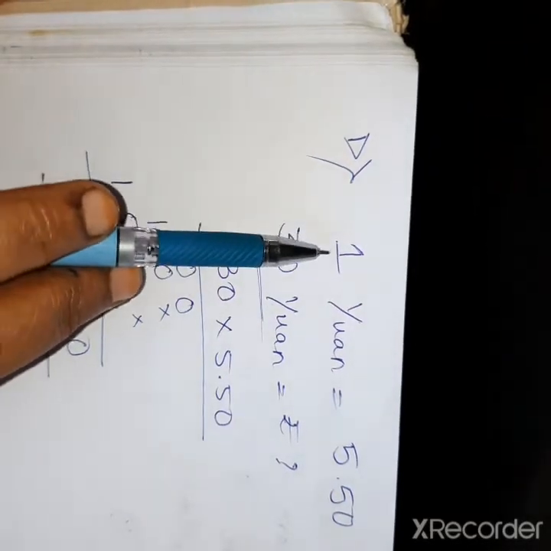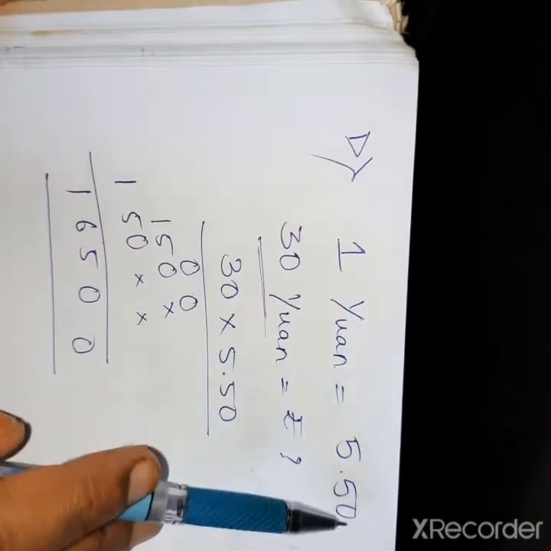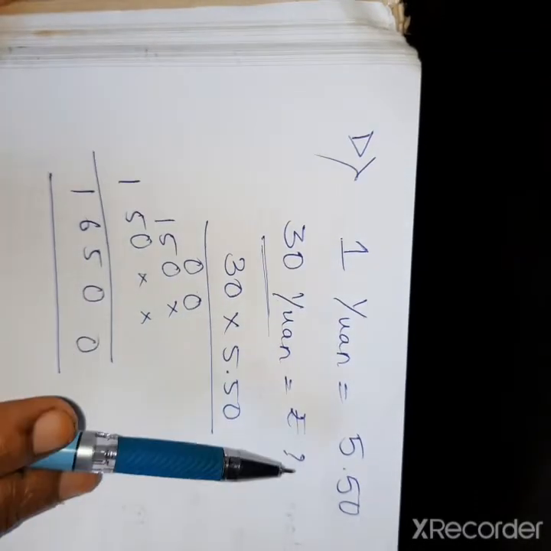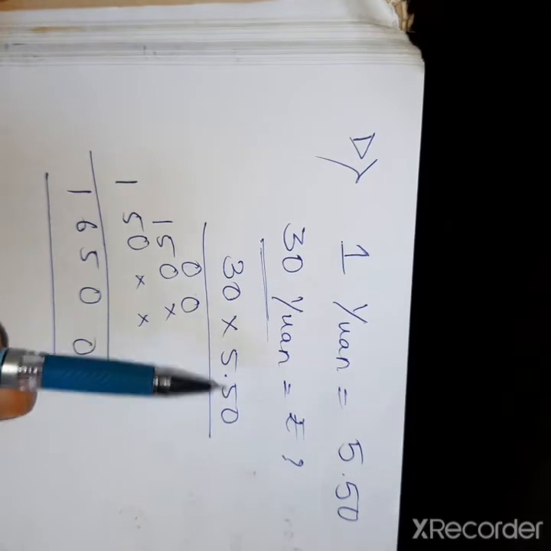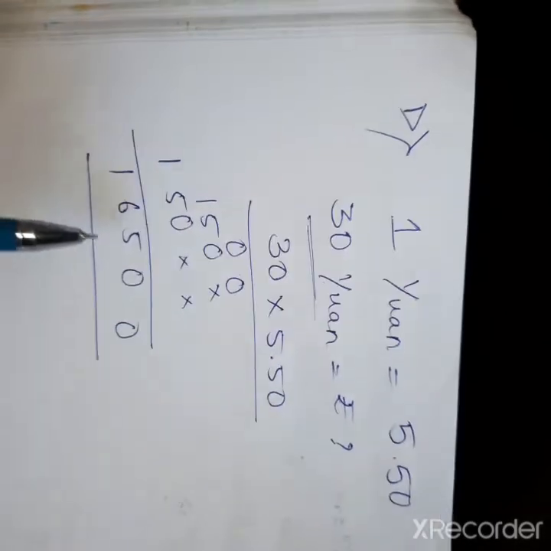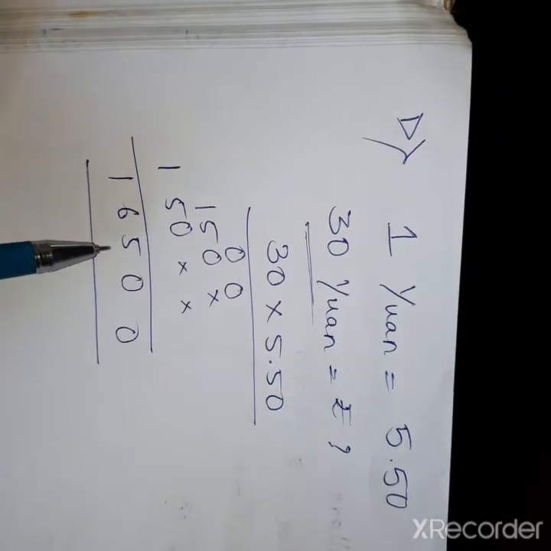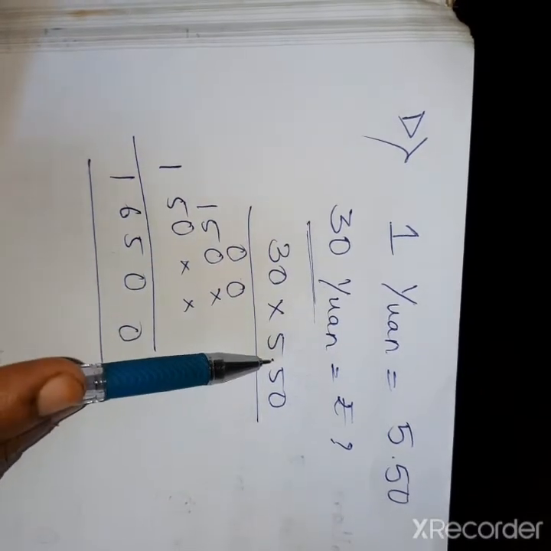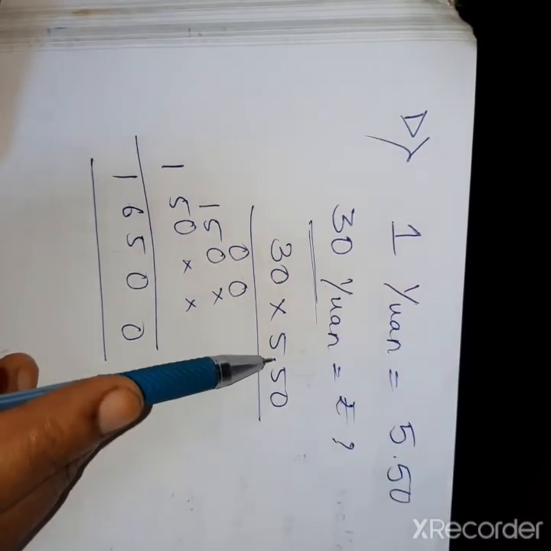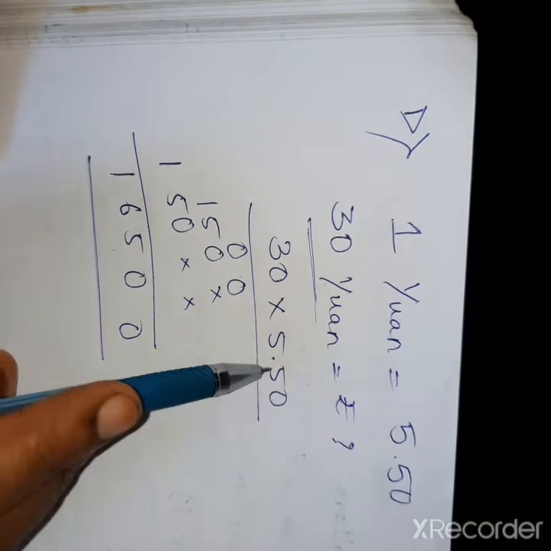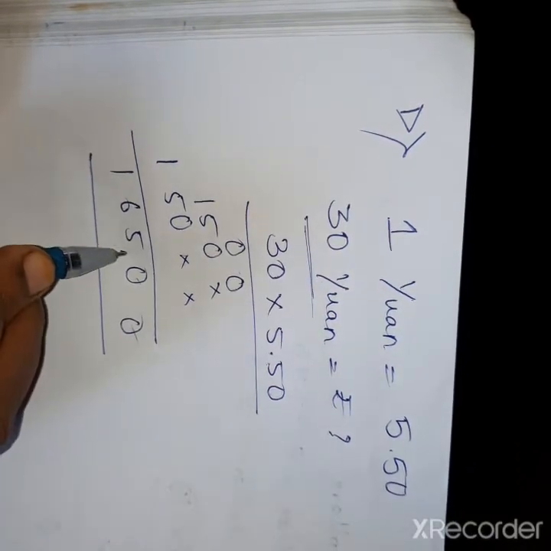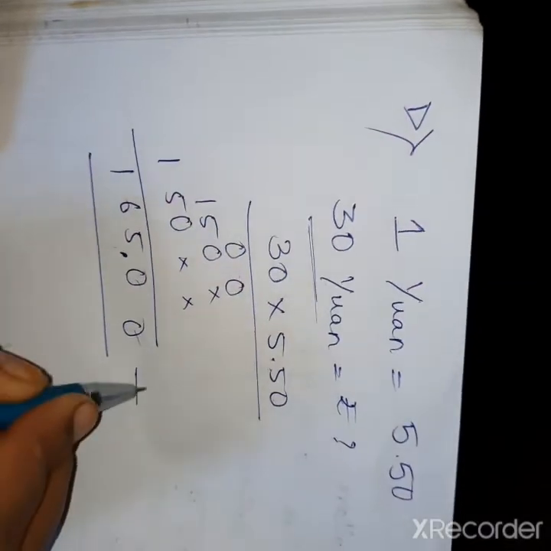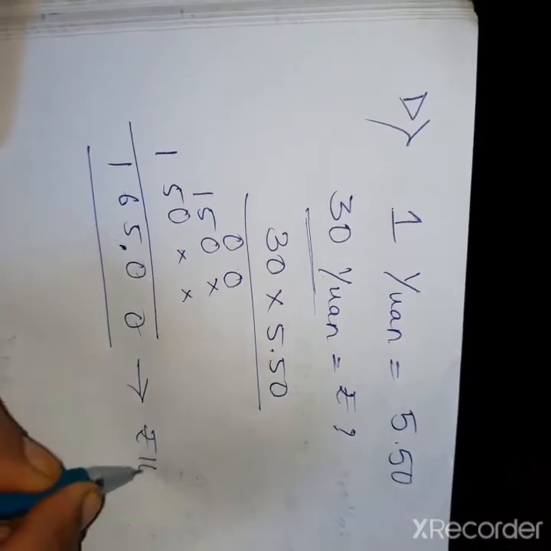From the chart we know that 1 yuan is equal to 5 rupees 50 paisa. So 30 yuan are equal to how many rupees? We have to multiply 30 into 5.50. When we multiply, this is what we get. Now this is not the final answer. We have to place the decimal. Here you can see after the decimal there are 2 decimal places. So we have to leave 2 decimal places and put the point here. So this is equal to 165 rupees.